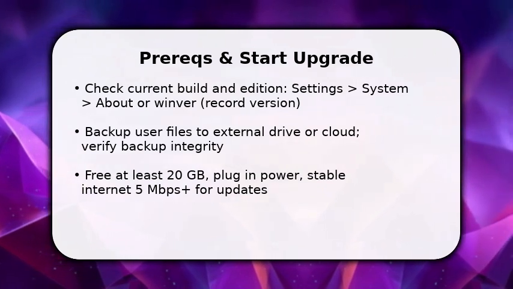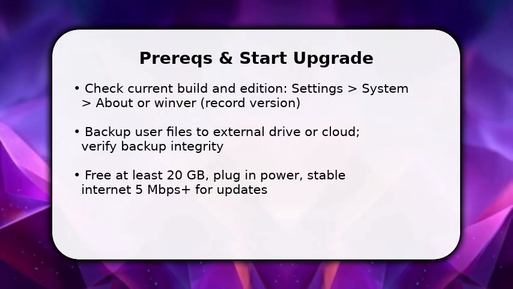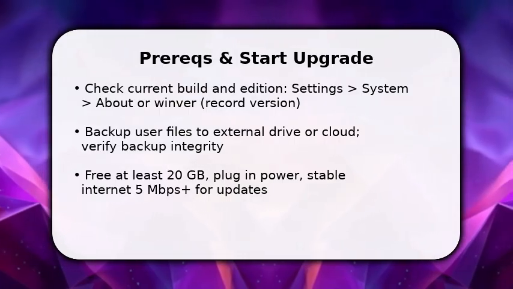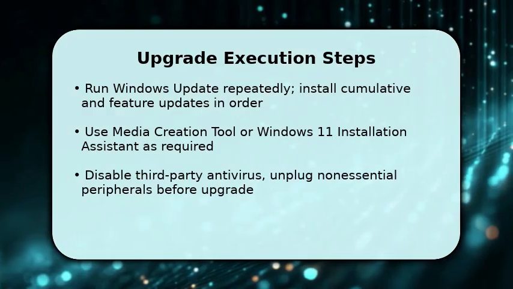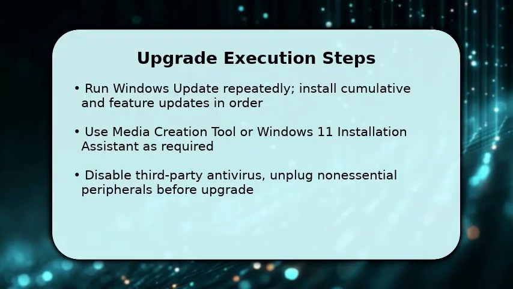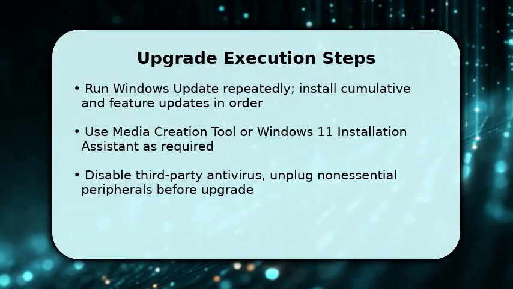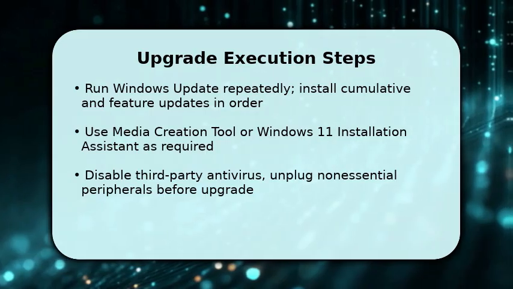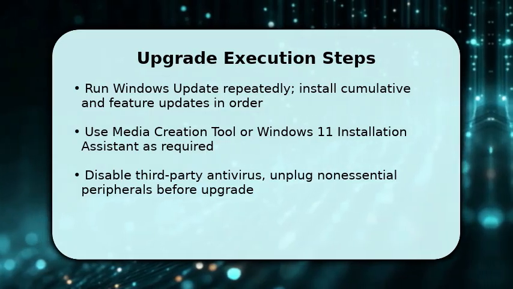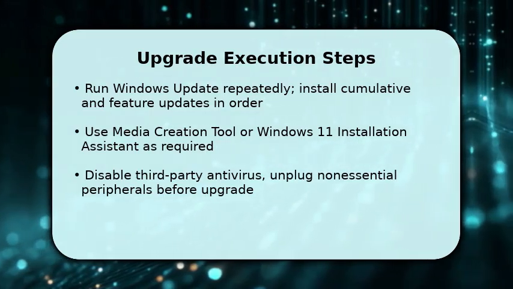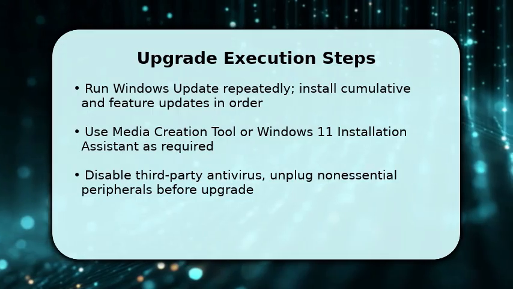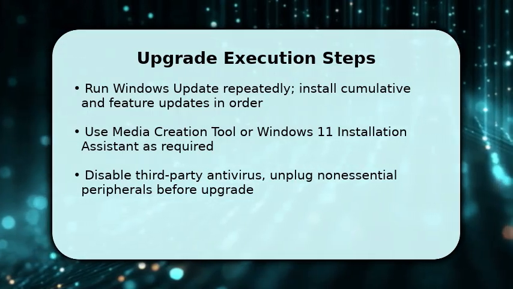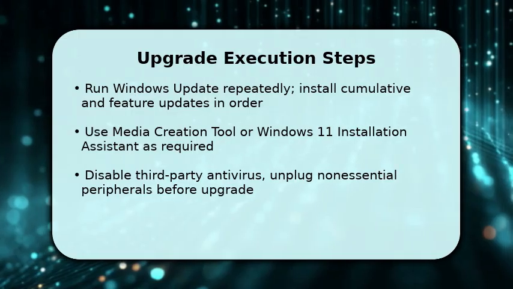Now you execute the upgrade path tailored to your system. If incremental updates install, run Windows Update until no more patches appear. If end of service blocks automatic updates, download the Media Creation tool or Installation Assistant matching your edition and architecture and create installation media. Start the in-place upgrade, choose Keep Files and Apps, and monitor compatibility warnings.